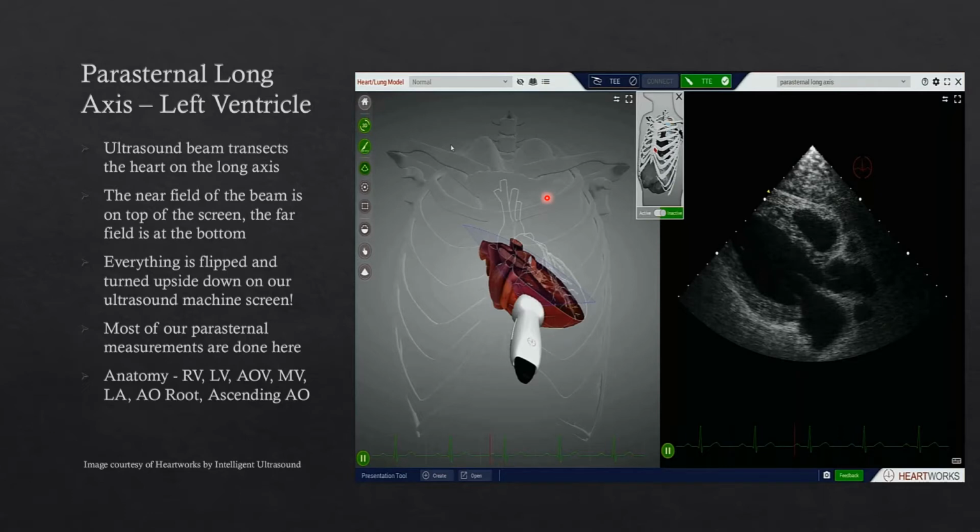As I said before, everything with ultrasound, what we see on our screen is somewhat flipped and upside down. So here I'm going to show you, we're going to flip this heart around in the chest so you can see it as it's sitting in the chest compared to what we're seeing here on our screen. Again, our anatomy is the right ventricle, left ventricle, mitral valve, left atrium, aortic valve. The aorta is coming off this way. So let's play this video here and you'll be able to see what I'm talking about.